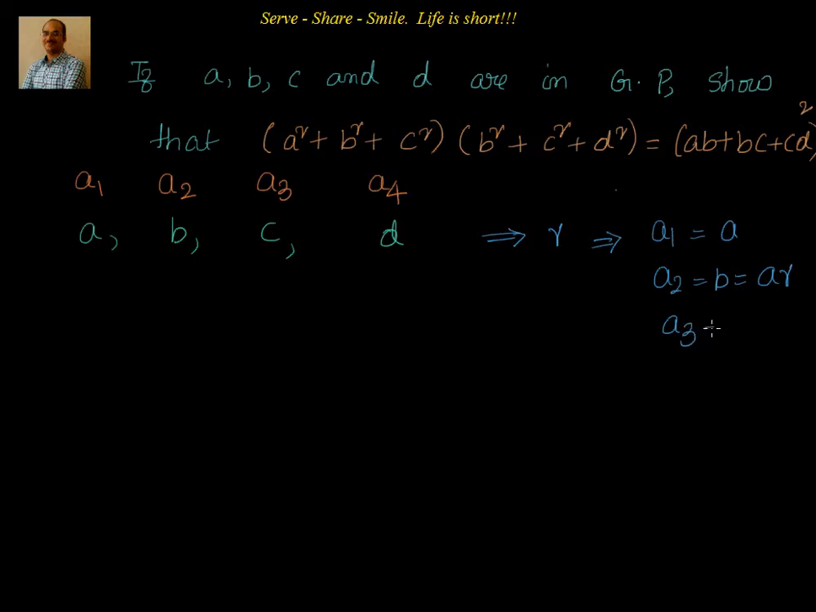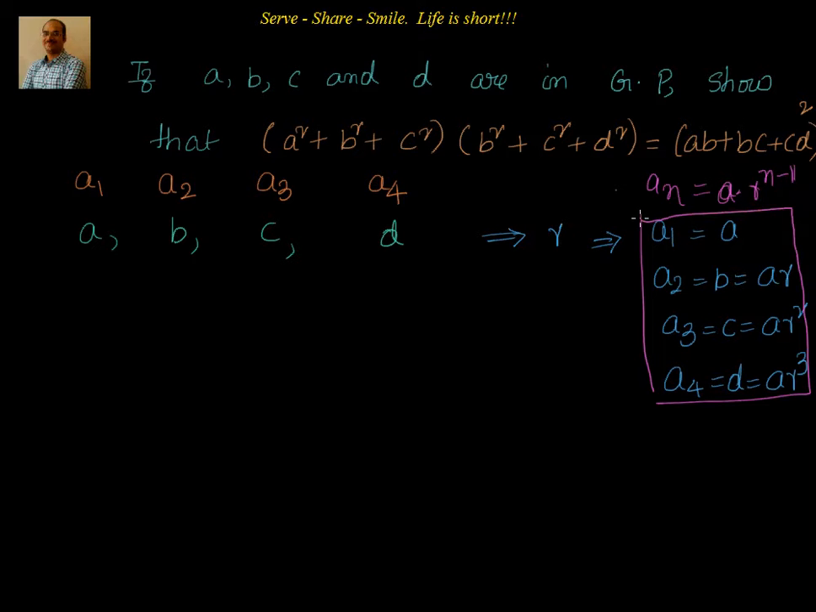I can also write a3 is equal to c, which is equal to ar², and a4 is equal to d, which is equal to ar³, all coming from the general formula that an equals a times r to the power of n minus 1, where a is the first term and r is the common ratio of the geometric progression. So once we understand that, we can convert b, c, d in terms of a and the common ratio. We are ready to solve the problem. So let's write down what is LHS.